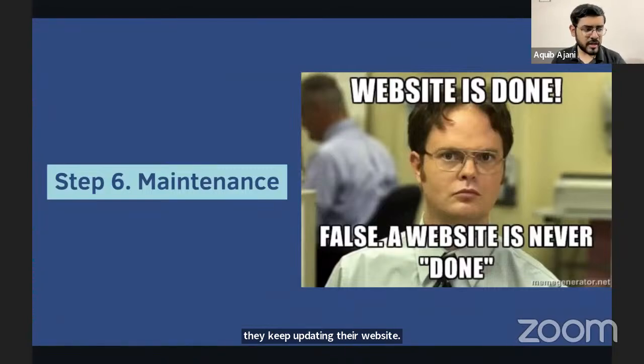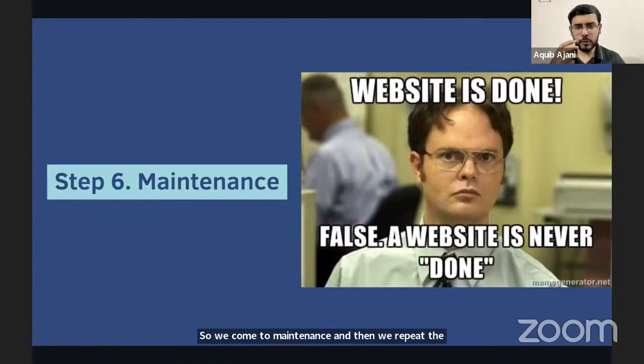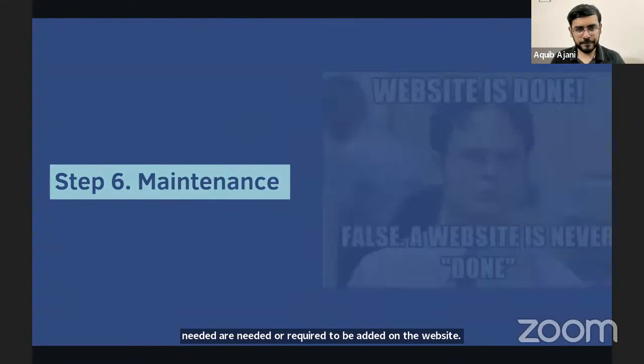So in maintenance, after we decide that, okay, now this new feature needs to be added, we go all the way back to step one and we redo the entire process for that new feature. So we come to maintenance and then we repeat the cycle every time a new set of features are needed or required to be added on the website. So this is the entire development process that we have seen.